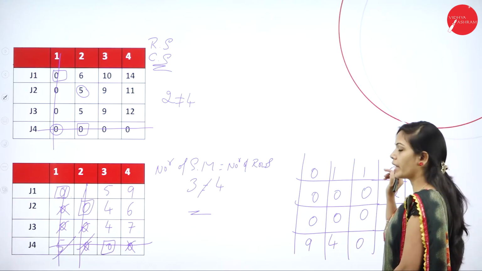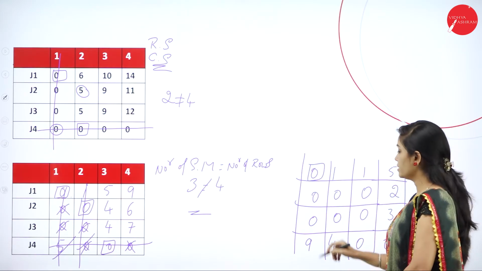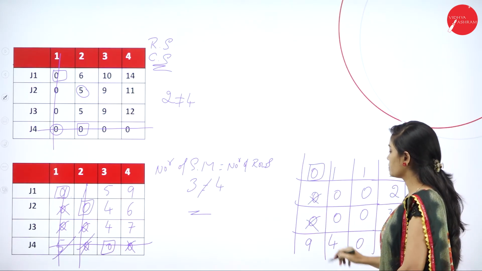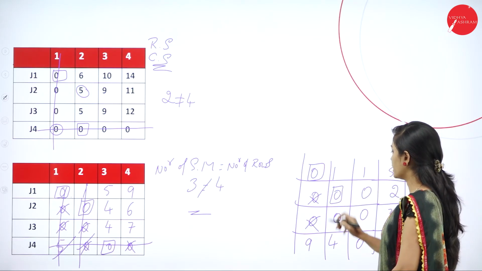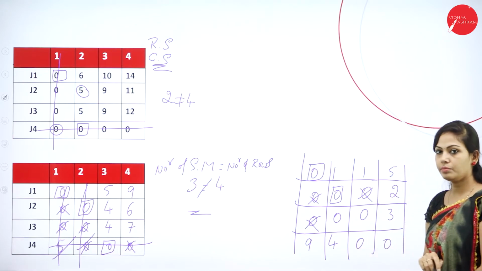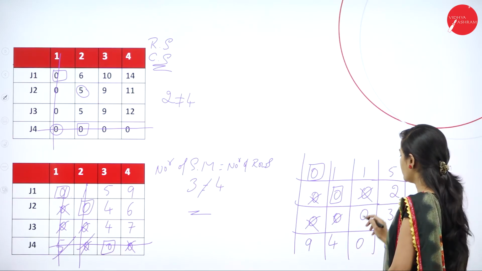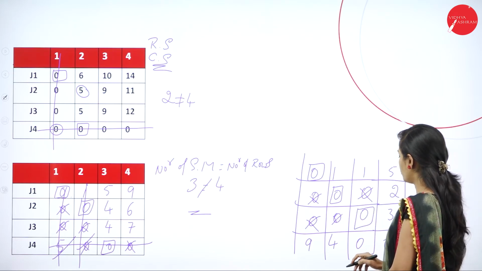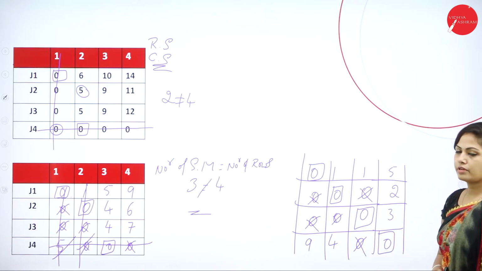So in the first row I have only one 0. I will assign this 0. And again you can't assign this. And in the second row I have 2 zeros. I will assign this 0. You can't assign this again. And again you can't assign this column 0 also. And now I will assign this 0. And finally I will assign this 0. And I will cancel this 0.